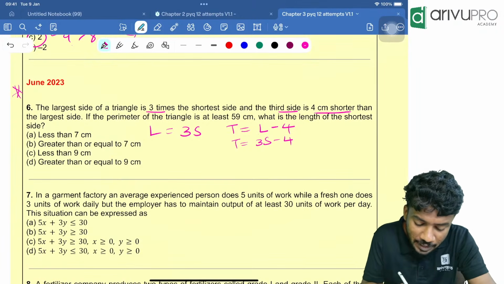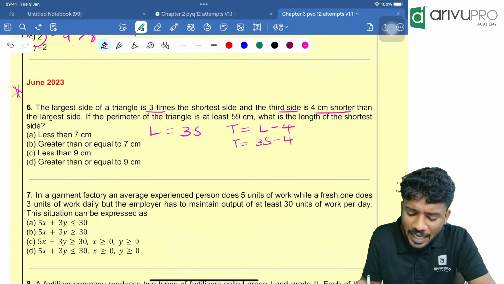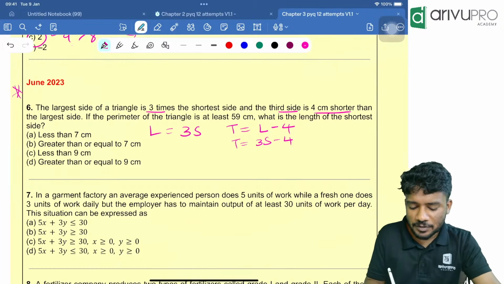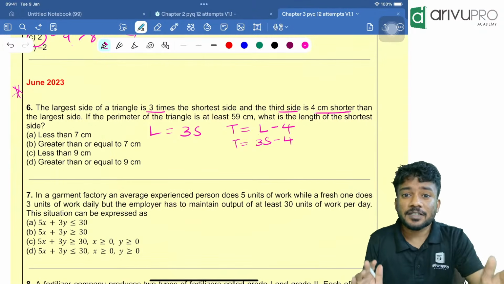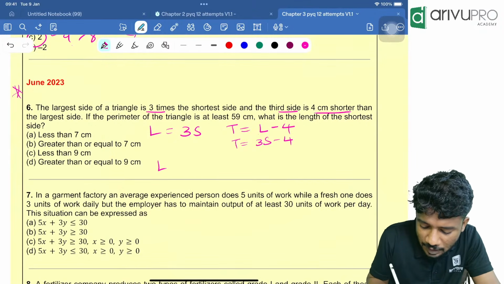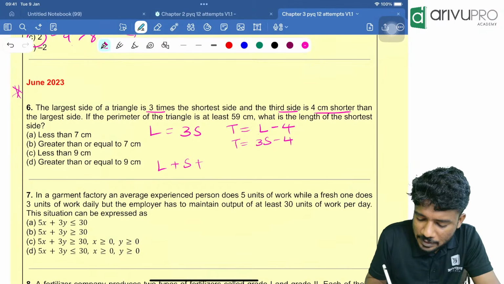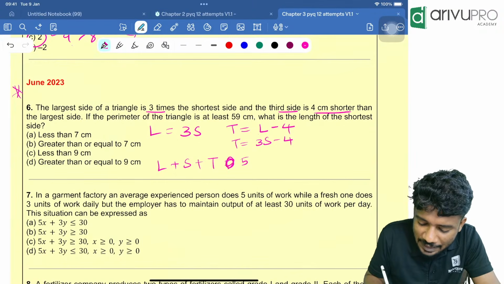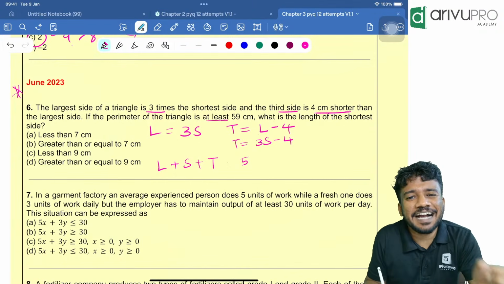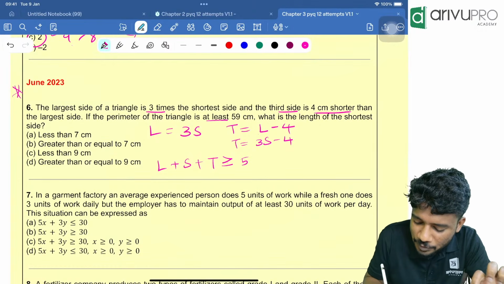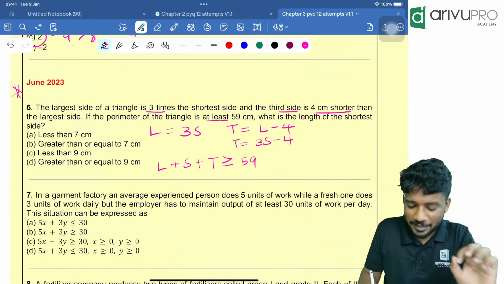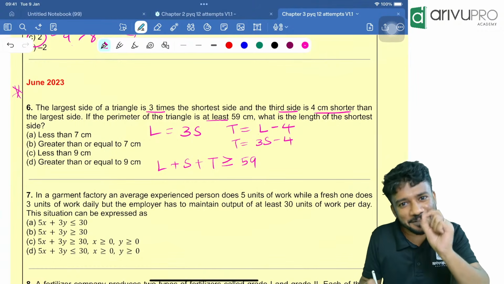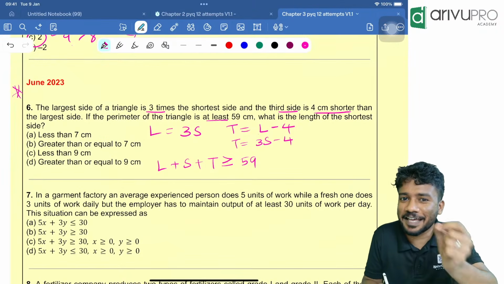Then what else is given? If the perimeter of a triangle is at least 59 centimeters. Perimeter means we need to add all the lengths of the sides of the triangle. That means largest plus shortest plus the third side, which is at least 59. What is the meaning of at least? At least means greater than or equal to 59. For passing the exam, at least you require 200 marks. Similar to that, that means you should get 200 or more. Similar to that, greater than or equal to 59.